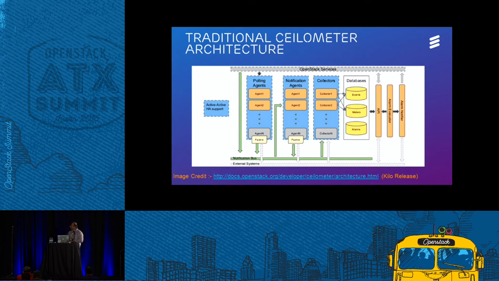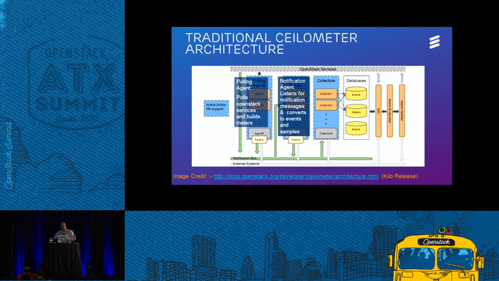So the traditional Ceilometer architecture is like this. In this lab, how many people are already familiar with and use Ceilometer? OK, so very few folks have used it. So I'll just cover the basic Ceilometer architecture and what each component does. It has something called the polling agent, which polls the OpenStack services and builds the meter. Then it has a component called the notification agent, which listens for notification messages and converts them to events and samples.